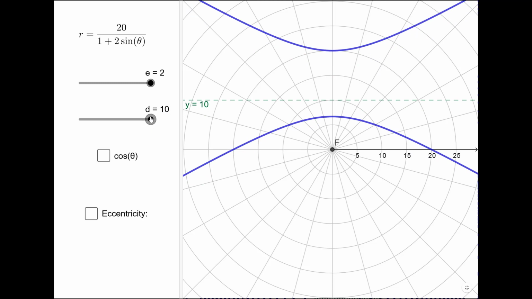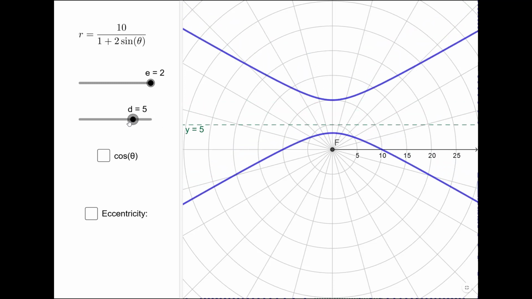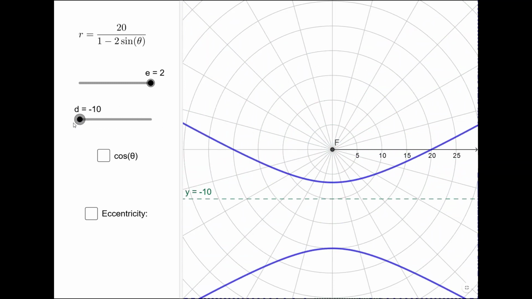So right now, directrix is positive. The first half of our hyperbola opens down because it has to curve around the focus. So what happens if we make it negative? Okay, so if the directrix is now negative, we're at a y equals negative 10 line. Well, again, it did kind of the opposite thing. The directrix is negative. It's below the origin.